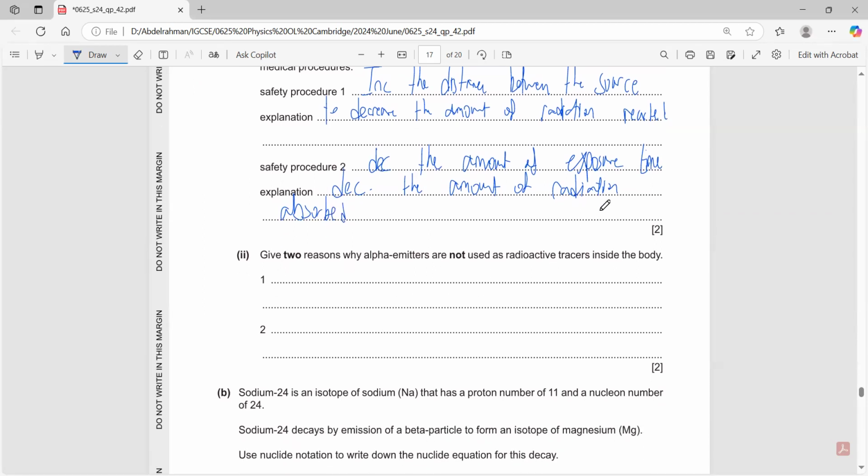You have other safety precautions. Yes, you have several other safety precautions. We can say protective shielding, for example. This is another very famous one.